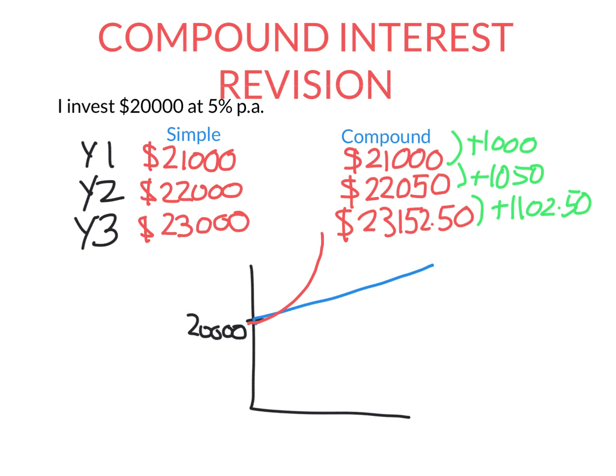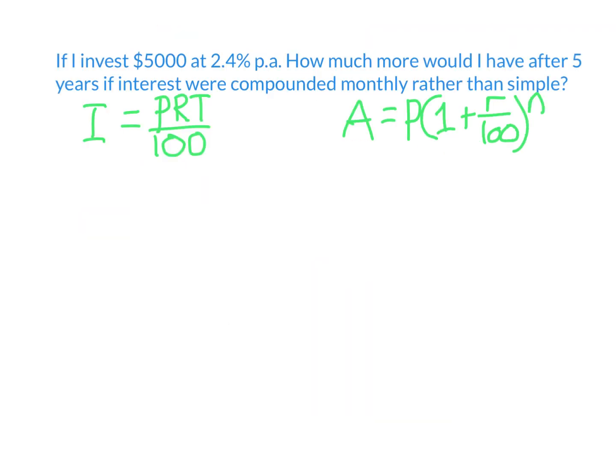All right, let's now look at a problem where we'll use formula to calculate interest. So let's say I invest $5,000 at 2.4% per annum. How much more would I have after 5 years if interest were compounded monthly rather than simple? So this is the simple interest formula. This is the formula for compound interest. Just note that they calculate different things. This formula for simple interest calculates how much interest you have earned, and this for compound interest calculates the amount to which your investment has grown.